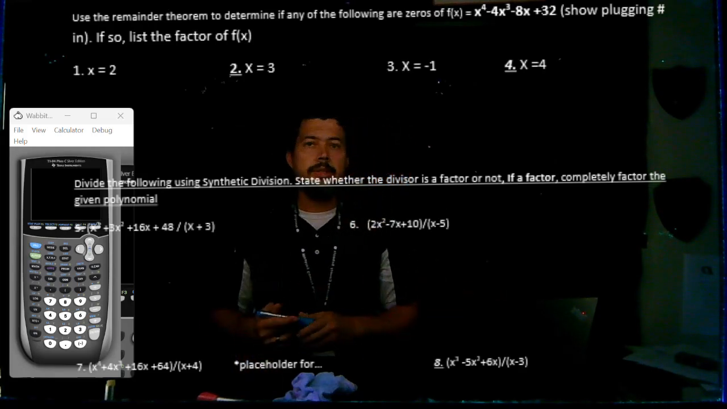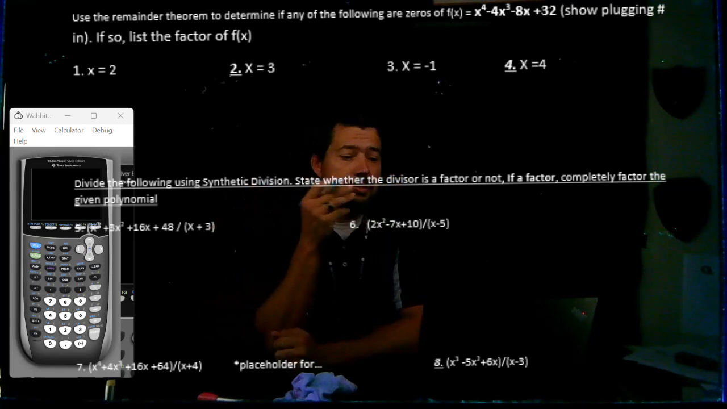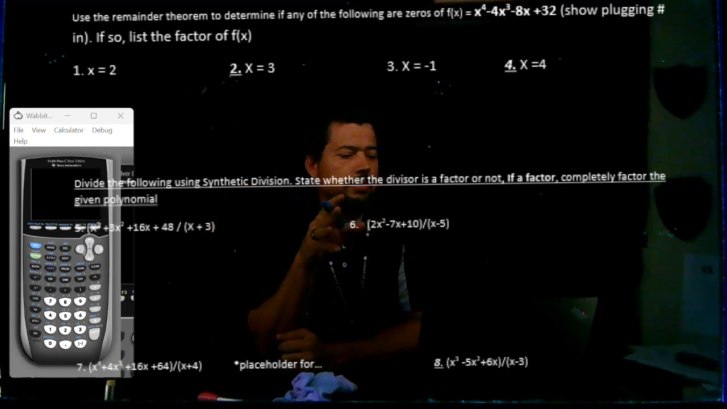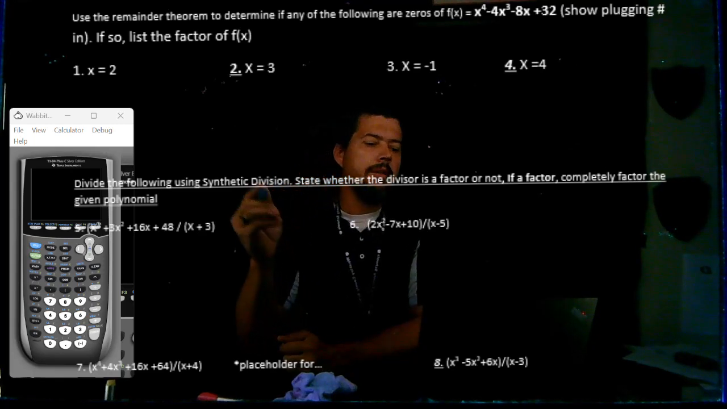All right, so this is the synthetic division, which I like better than long division, but actually I don't even mind long division. All right, so we're going to do remainder theorem, and remainder theorem is pretty simple. If you plug a number in and you get a 0, it was a 0. So I'm going to do two of them here.